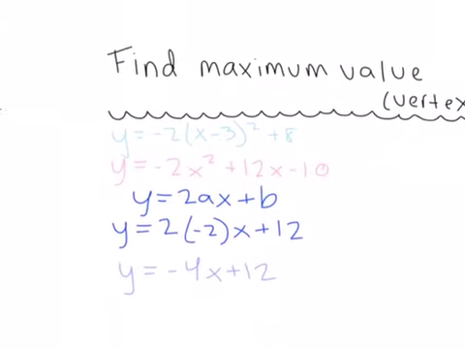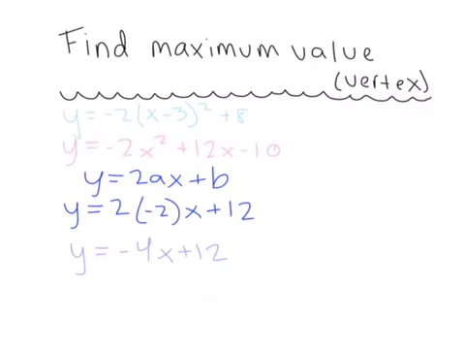So now we're going to find the maximum value, which is basically the vertex, but I'm going to show you how to calculate that. First of all, we're starting with the equation y equals negative 2 (x minus 3) squared plus 8, which is what we've been using for the first portion of this video. But we're going to put that in standard form. I'm not going to show you how to do that, I'm just going to give it to you. So that's y equals negative 2x squared plus 12x minus 10.